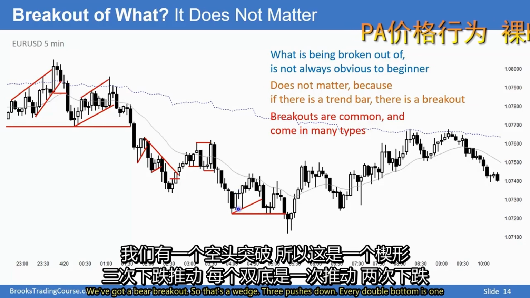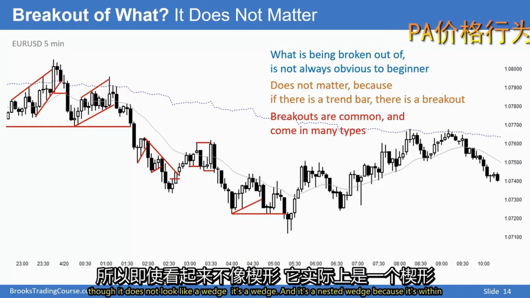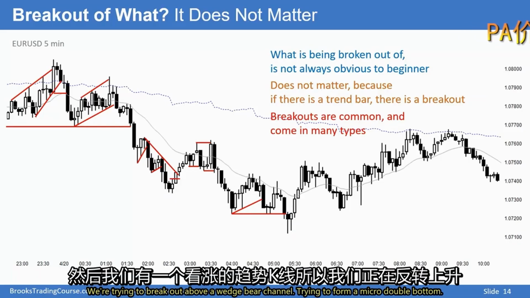3 pushes down. Every double bottom is 1 push, 2 pushes down. If the market breaks below it, that's a third push down. So even though it does not look like a wedge, it's a wedge. And it's a nested wedge because it's within a larger wedge. 1, 2, 3. And then we have a bull trend bar, so we're getting a reversal up. We're trying to break out above a wedge bear channel.